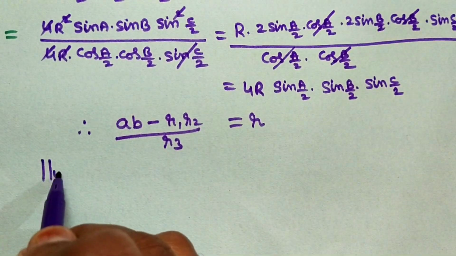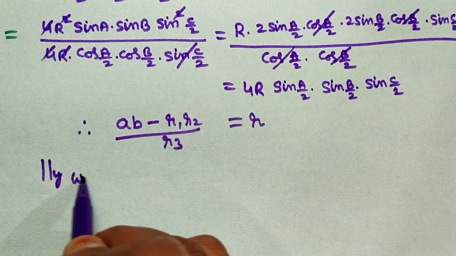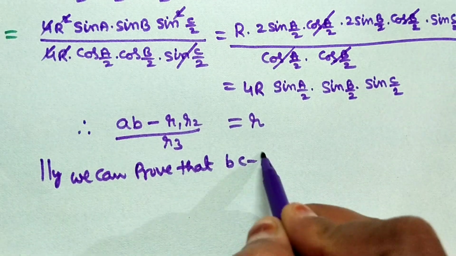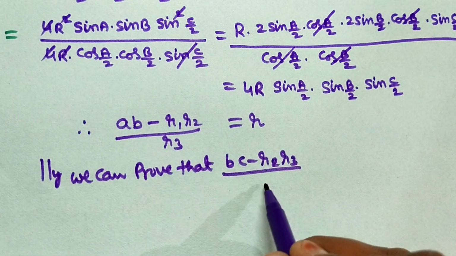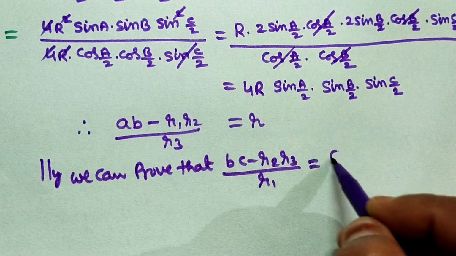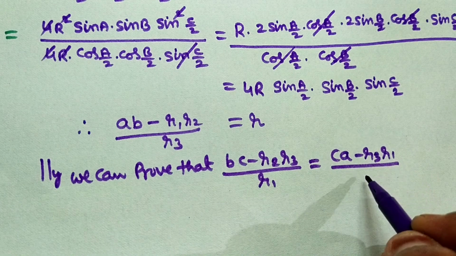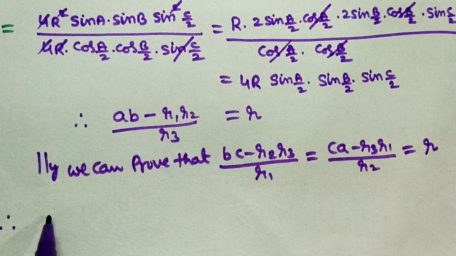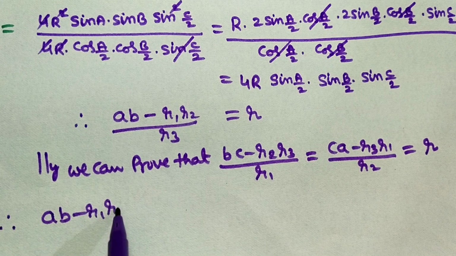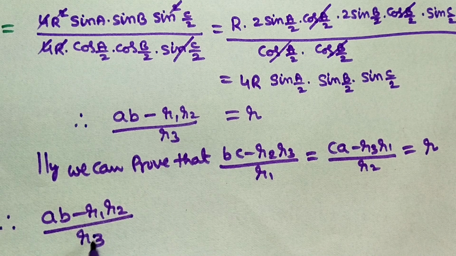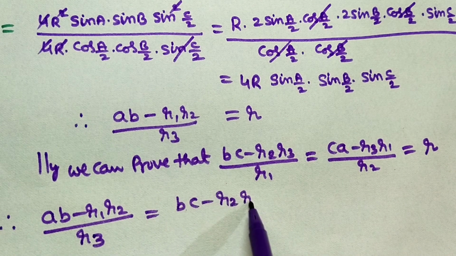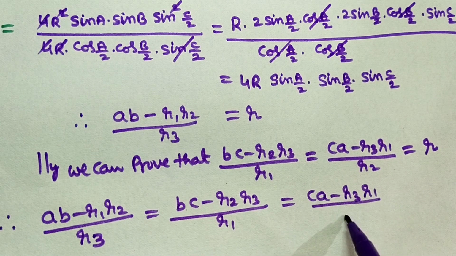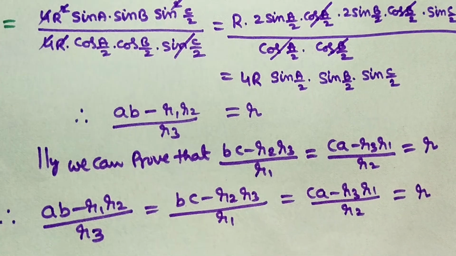Similarly we can prove that BC minus R2 R3 divided by R1 is equal to CA minus R3 R1 divided by R2, that is also equal to small r. Therefore conclusion step, AB minus R1 R2 divided by R3, which is equal to BC minus R2 R3 divided by R1, CA minus R3 R1 divided by R2, is also equal to r. Hence proved.